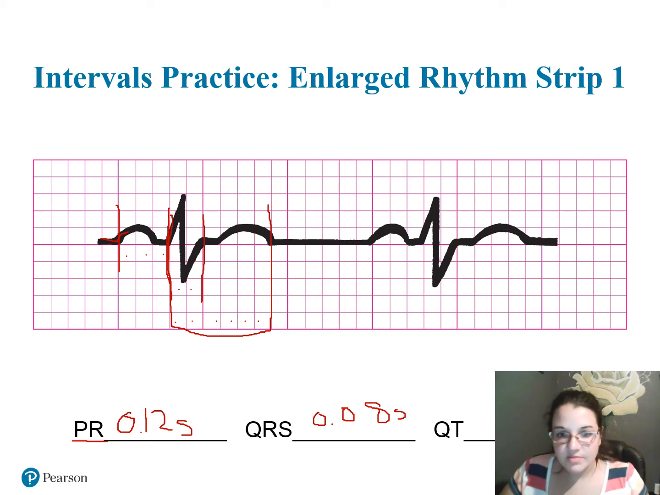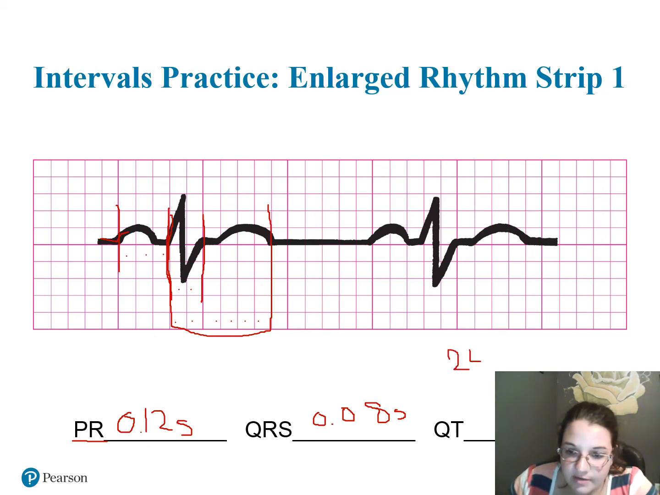So if I were to multiply those, I got 6 boxes here. 6 times 4 is 24 is what I got for my QT. But remember, my QT needs to be half the distance of my R to R.